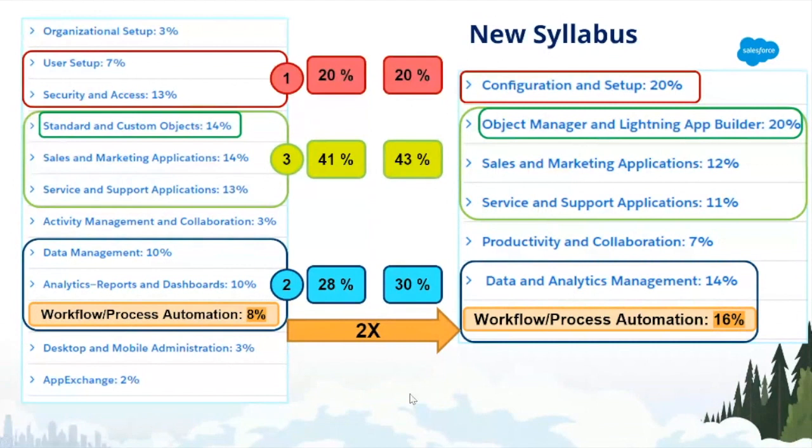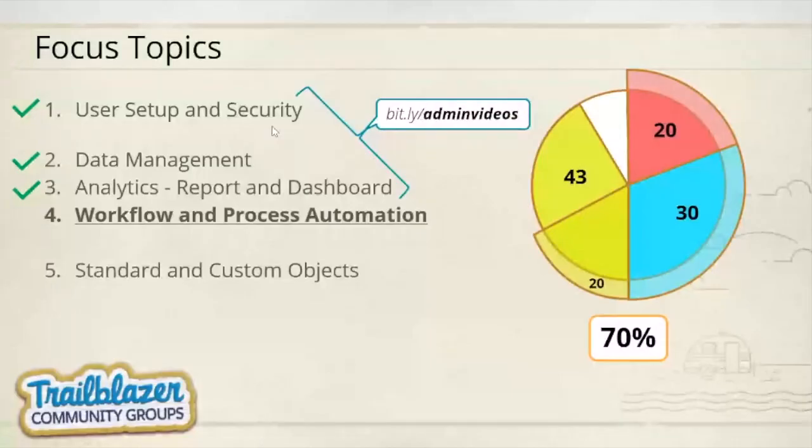Okay, so from those focus topics, let's bring that into a table. How does that overall look? So these are the five focus topics. User setup and security, 20% weightage, which we already covered. We have a session. All the sessions we did previously are on YouTube. You can go to this link, bit.ly admin videos. It will open a playlist with all these existing videos. You can go through them.